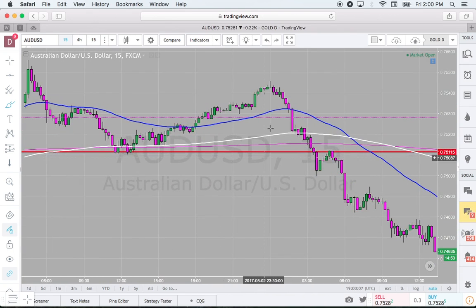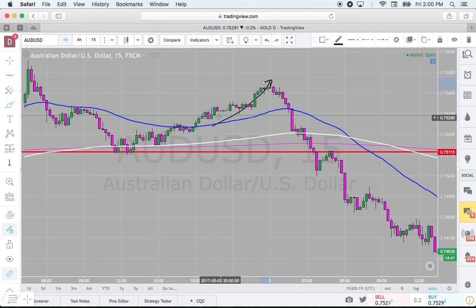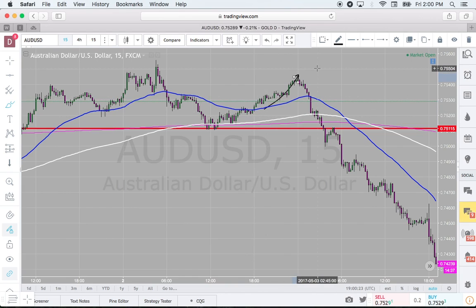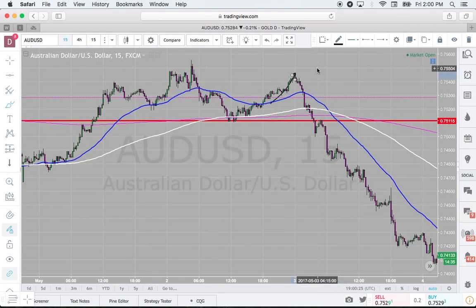The star just gives the dealer that extra time to fake out the retail traders and make them think that the price is going to continue in the direction that they want it to continue.